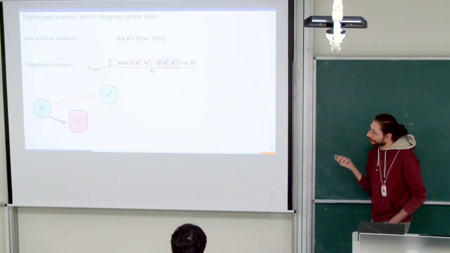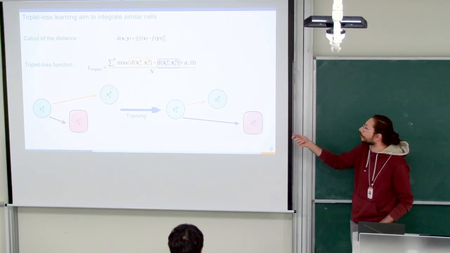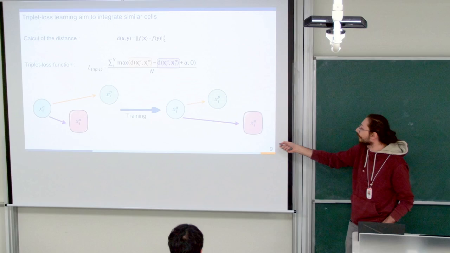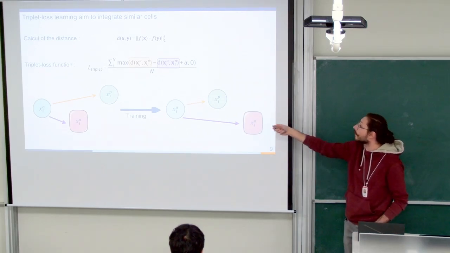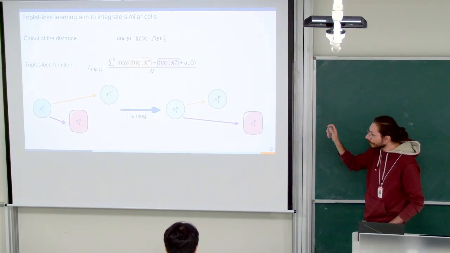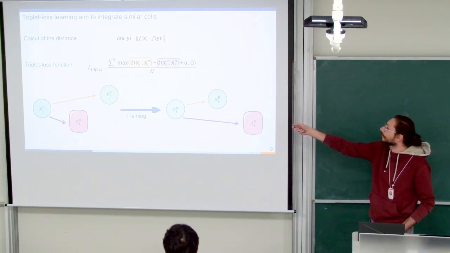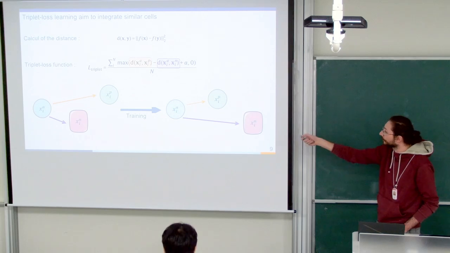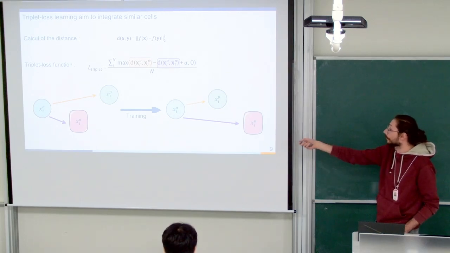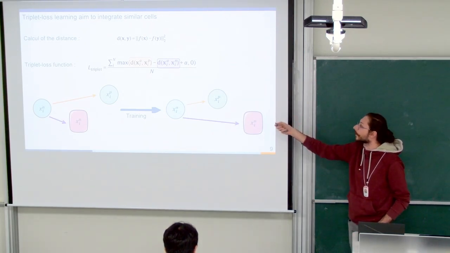And what the triplet loss function will do is that after training, we will try to increase the distance between the anchor and the negative cells and decrease the distance between the anchor and the positive cell. But there is also a small requirement: this parameter alpha here. We want the difference between the distance in orange and the distance in purple to be larger than this parameter alpha.